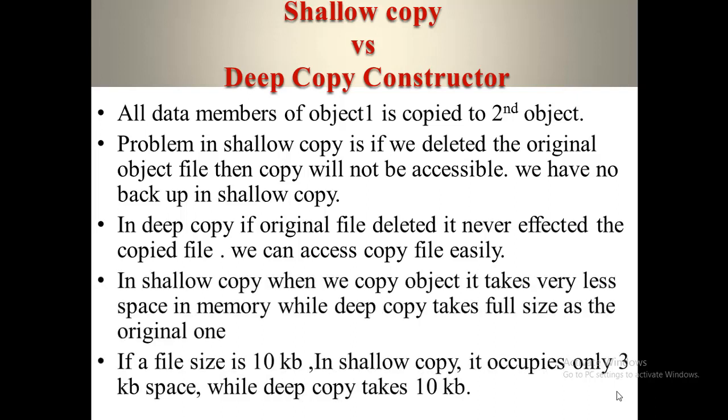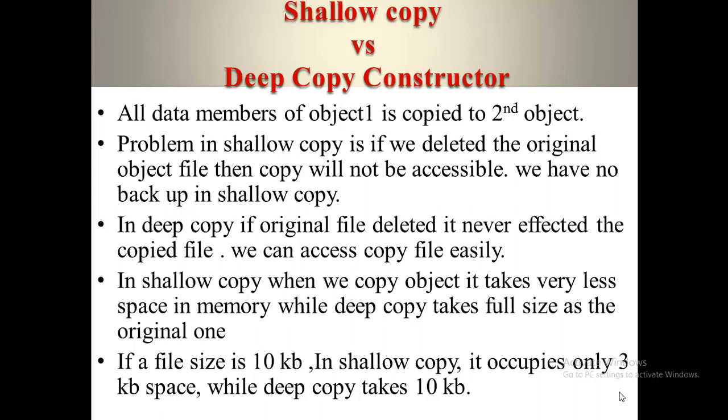The other main difference between the shallow copy and deep copy is that in shallow copy, when we copy an object, it takes very little space in memory. If our file is 10 KB, then it will take near about 3 KB of space in memory. While on the other hand, deep copy takes the full size of the original one. For example, if a file size is 10 KB, then in deep copy it will take exactly 10 KB. It will take the same space as the original file.